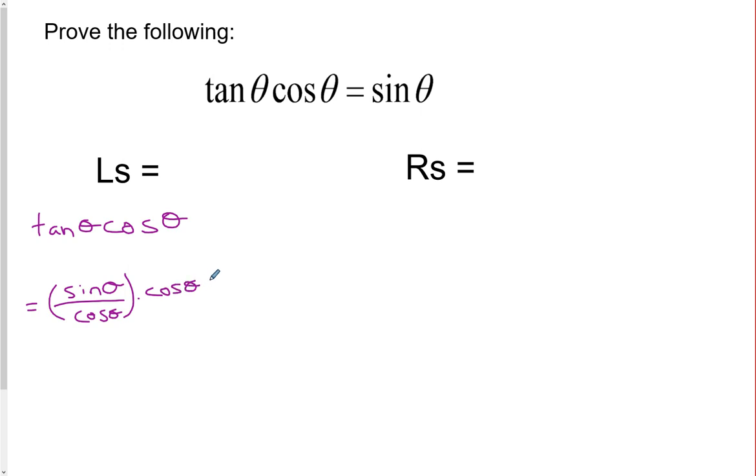I'm going to substitute that in. Now I notice I've got a cos on the top and a cos on the bottom. Anything divided by itself just divides out to equal 1. And so all I'm left with is sine theta by itself. And that's actually what the right side equals. So I don't have to do anything with the right side. I'm done. And I can say, therefore, left side equals the right side. I've proven that this is true.